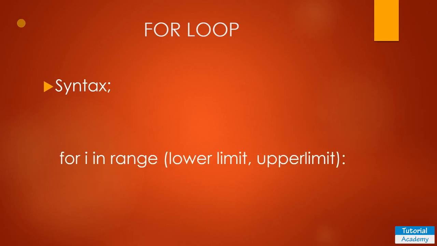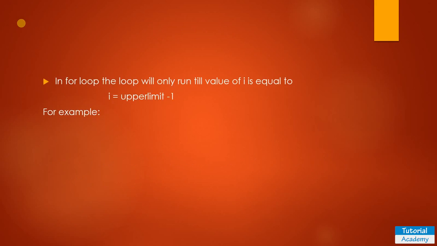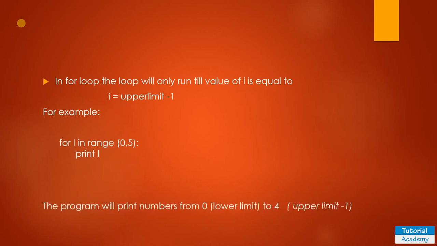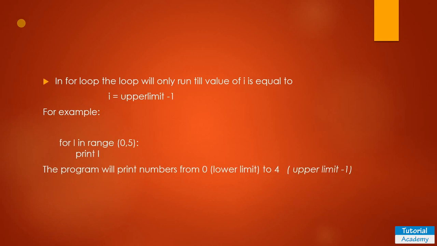So here's the syntax. For i in range, brackets, lower limit to upper limit, a colon, and the loop body. This is the basic syntax of our for loop. So I'll explain this better with an example. So I have an example right here. For i in range 0 to 5, print i.